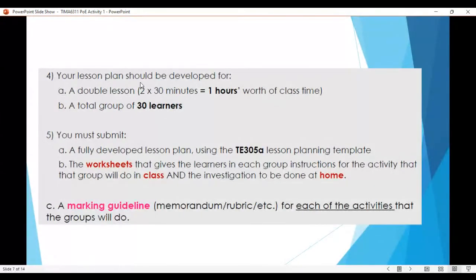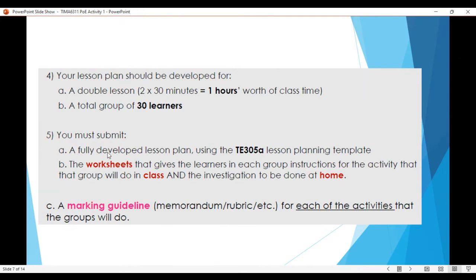Your lesson plan should be developed for a double lesson, meaning 1 hour, and a total group of 30 learners. There are a few things to submit in this activity. So you will have to have a fully developed lesson plan using the new lesson plan template, which I have already uploaded for you under module guide and PoE. And I'm going to show you the whole lesson plan and also go through it now.